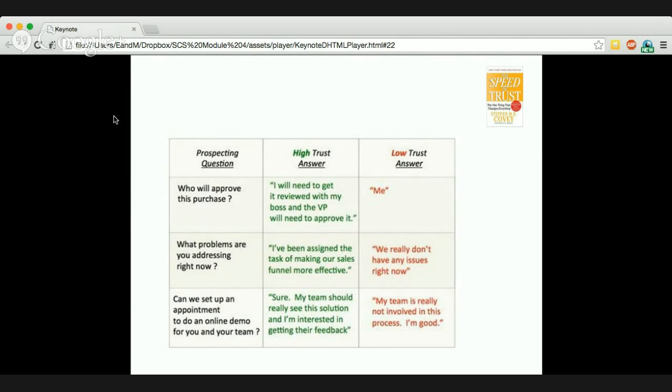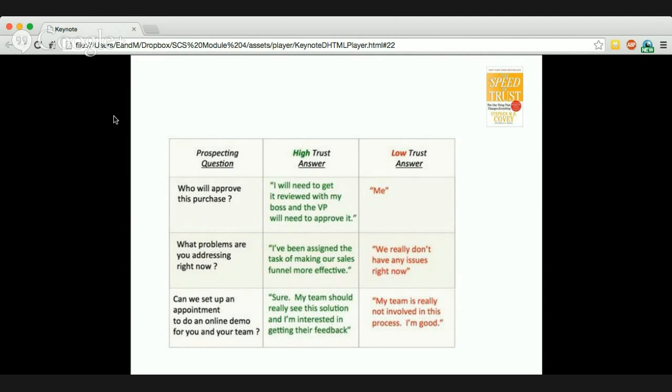Next question, can we set up an appointment to do an online demo for you and your team? Sure, my team should really see the solution and I'm interested in getting their feedback. Now that is a response you would get from a friend, right? Someone who trusts you, they know you're not going to waste their time. Someone who thinks you're a waste of time would say, my team is really not involved in this process, I'm good, right? So you can gauge that they may not be rejecting your idea or the product or the service. They may just be not trusting you yet.